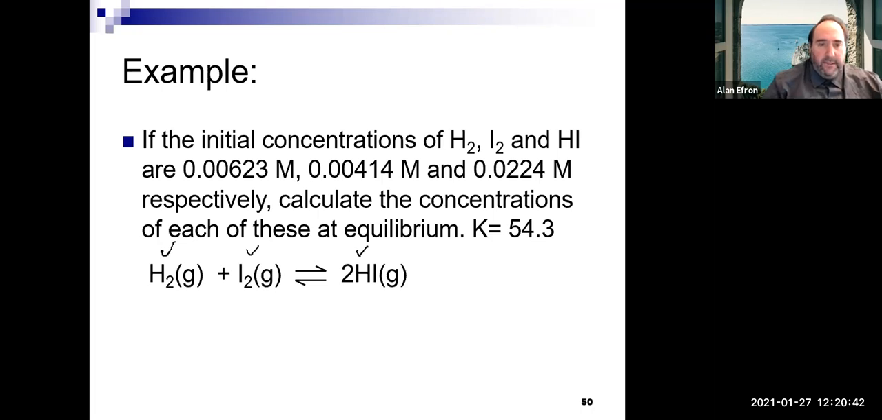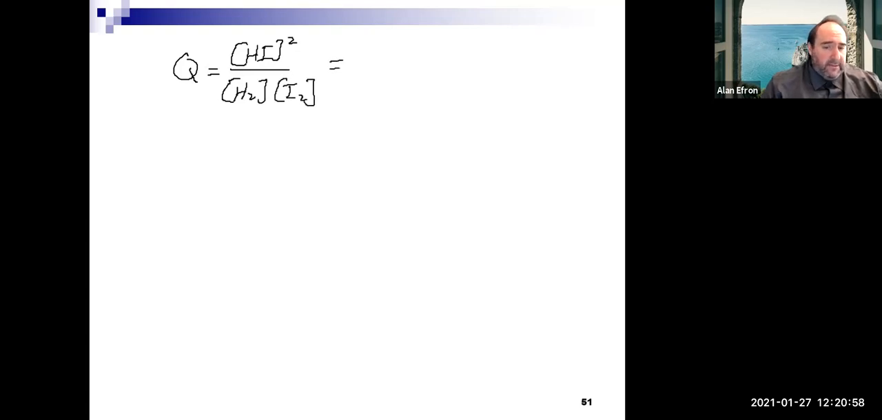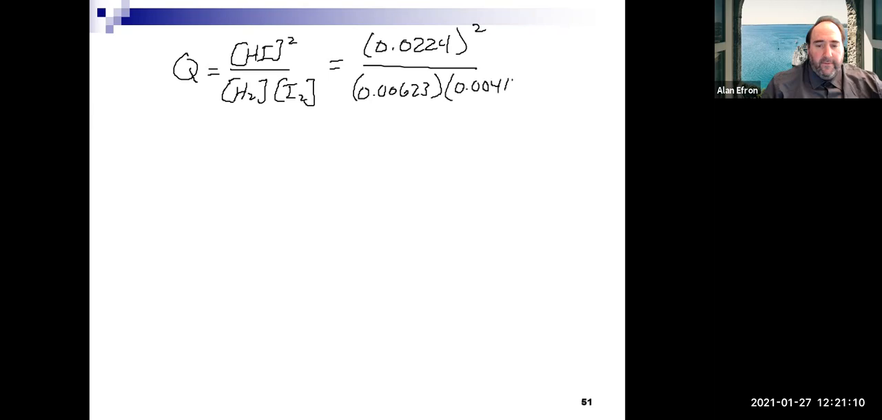So if we were to calculate Q, remember that you calculate Q the exact same way that you calculate K. So Q in this case would be HI squared divided by H2 times I2. And we would put in the concentrations that they gave us: 0.0224 squared on top, and 0.00623 times 0.00414 on the bottom. And if we do all that, we get a Q value of 19.5.